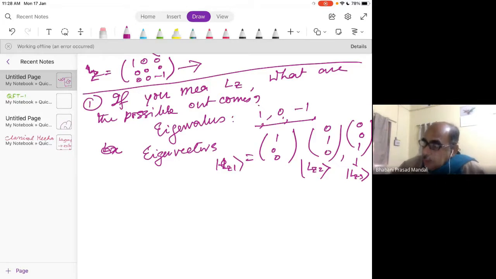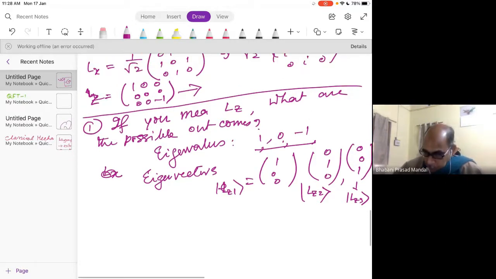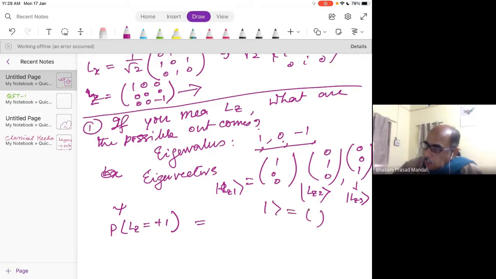Now, the second question. The first point is that for any operator you measure, you have to find its eigenvalues and eigenvectors. The eigenvalues give the outcomes, and then you have to calculate the probability. Suppose the state of the system is psi. Then the probability of getting Lz equal to plus 1 will be, when you write a column, it is generally a ket. Ket means column, and this is called bra.